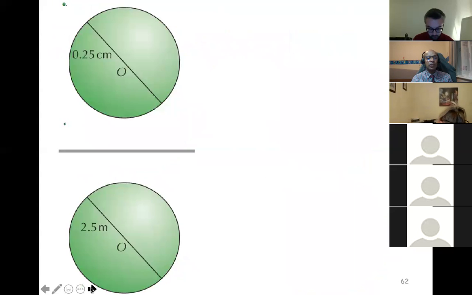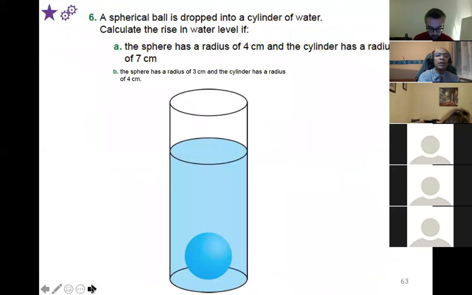So the next question is a problem. So I've been given a spherical ball which is dropped into a cylinder of water. Calculate the rise in water level if the sphere has a radius of 4 centimeter and the cylinder has a radius of 7. That was for A. For B, the sphere has a radius of 3 and the cylinder has a radius of 4. So we are asked to calculate the rise in water level.